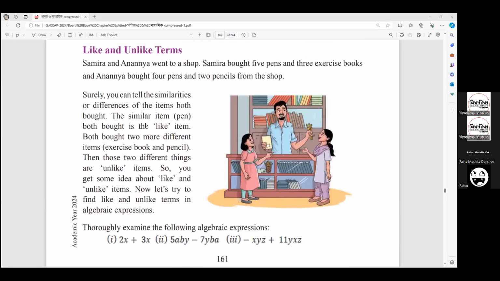You can tell the similarities or differences of the items both bought. The similar item, pen, both bought is the like item. Both bought two more different items, a size book and pencil, and those two different things are unlike items. So you get some idea about like and unlike items. Now let's try to find like and unlike terms in algebraic expressions.